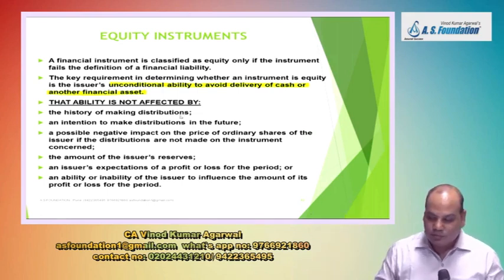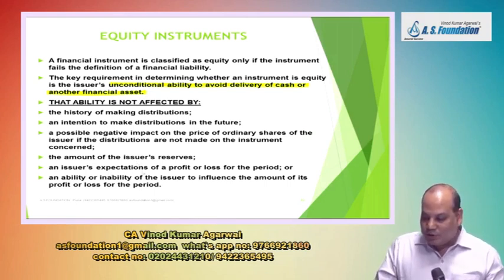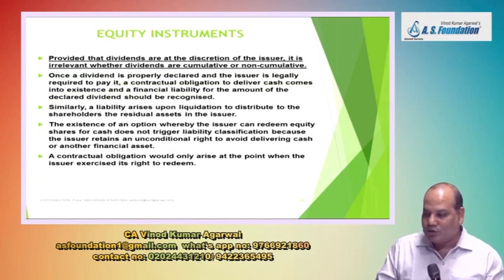Or intention to make distribution in future, or a possible negative impact on the price of the ordinary shares of the issuer if the distributions are not made on the instrument concerned. It does not depend whether you have enough reserve in the company or not. It does not depend on issuer's expectation of profit or loss, or the ability or inability of the issuer to influence the amount of its profit or loss for the period. All these are not relevant. What is relevant? Unconditional ability to avoid delivery of cash or another financial instrument.